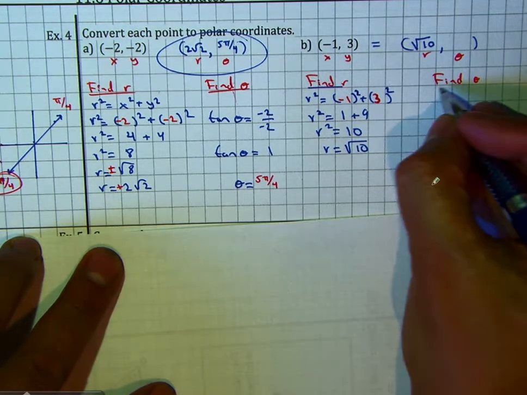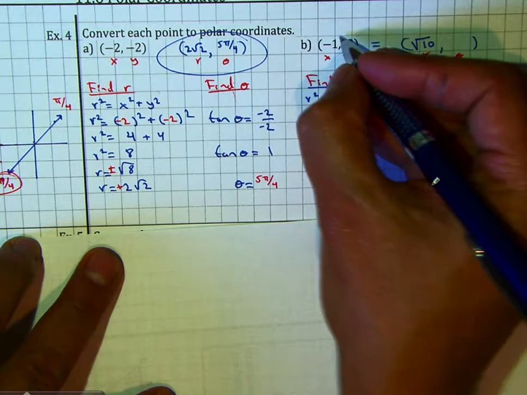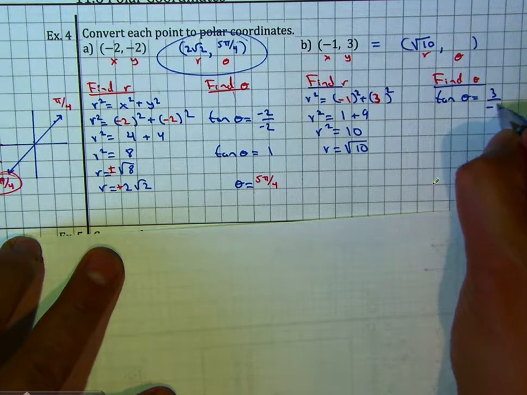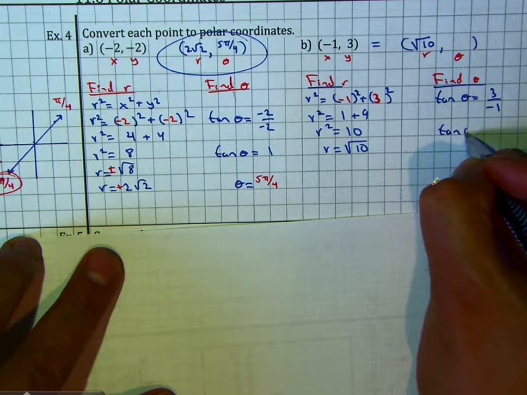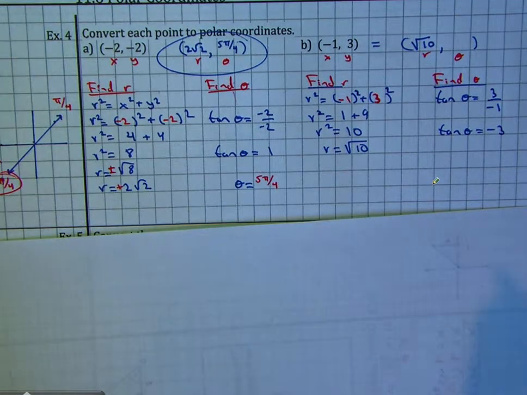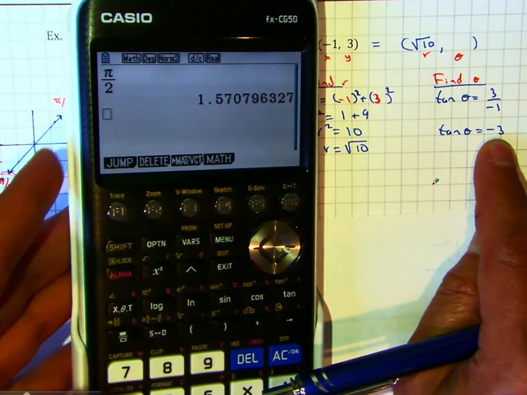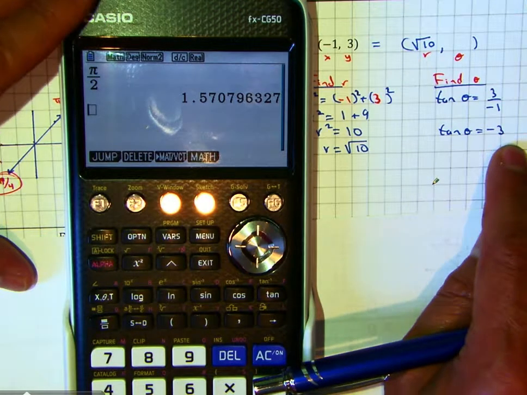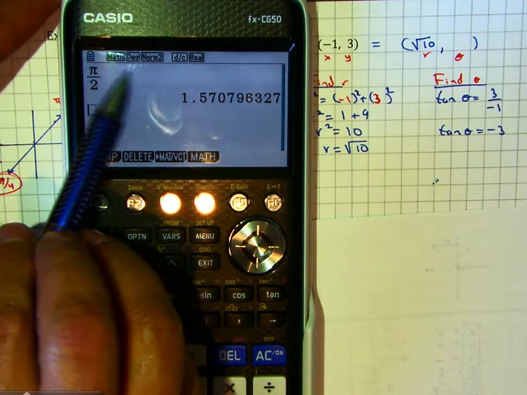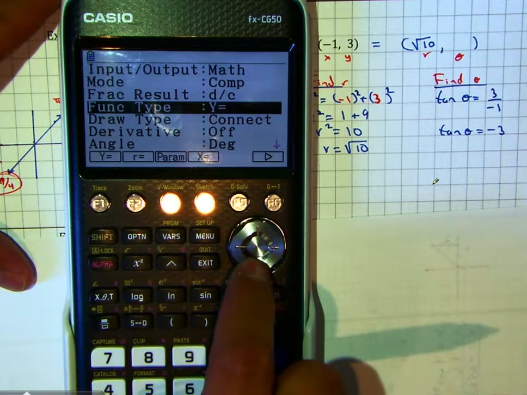Now to be able to find your theta, we're going to use the tangent of theta equals y over x, which will be 3 over negative 1. The tangent of theta will be equal to negative 3. So now I'm going to use my calculator because the tangent of an angle equal to negative 3 is not one of the values that we know. I want to make sure that my calculator is on radians, so I'm going to go back and change to radians.